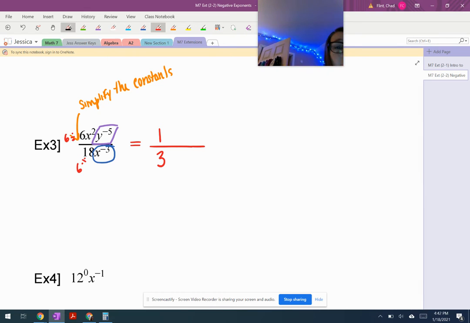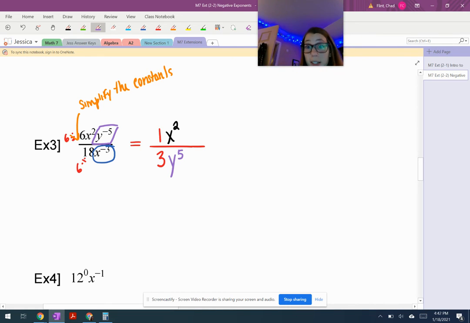And then I still have my x squared on top because, again, the exponent is positive, that's a positive 2, so it doesn't need to move. The y to the negative 5th, it's on the top right now, so it needs to move down to the bottom, again, becoming positive as it does so. And that's it for the top.